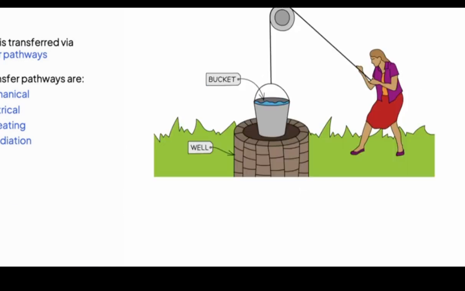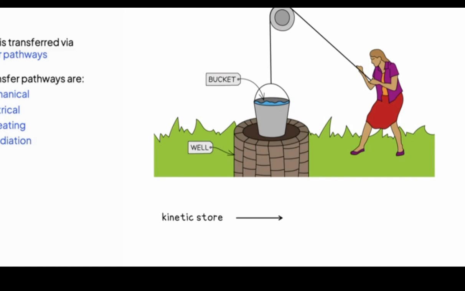Let's look at an example of an energy transfer. A woman pulls on a rope which lifts a bucket of water from a well. What are the energy transfers taking place here? As the woman pulls on the rope, she is moving. Therefore, she has energy in her kinetic store. The result of her motion is that the bucket gains height. It is lifted up the well.